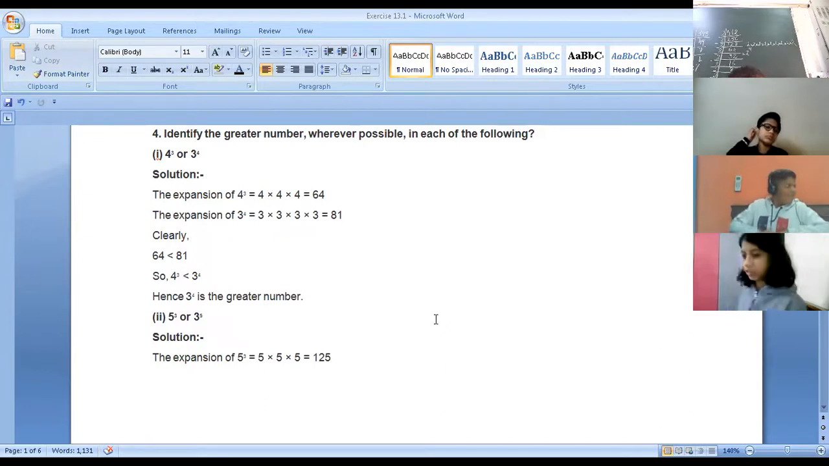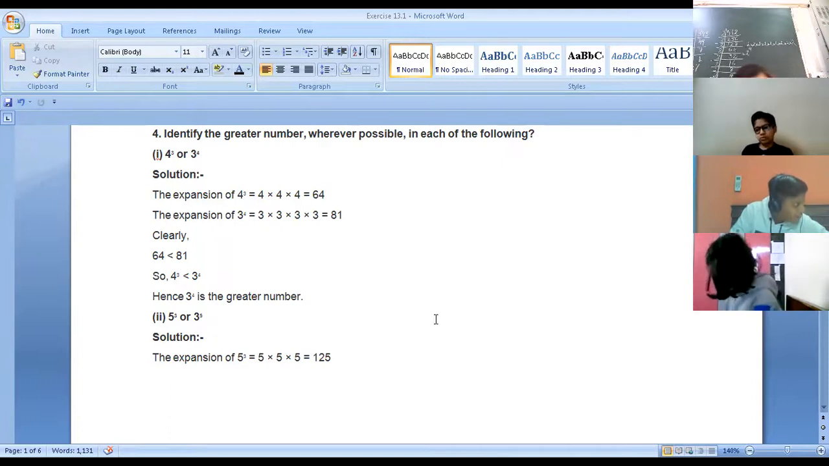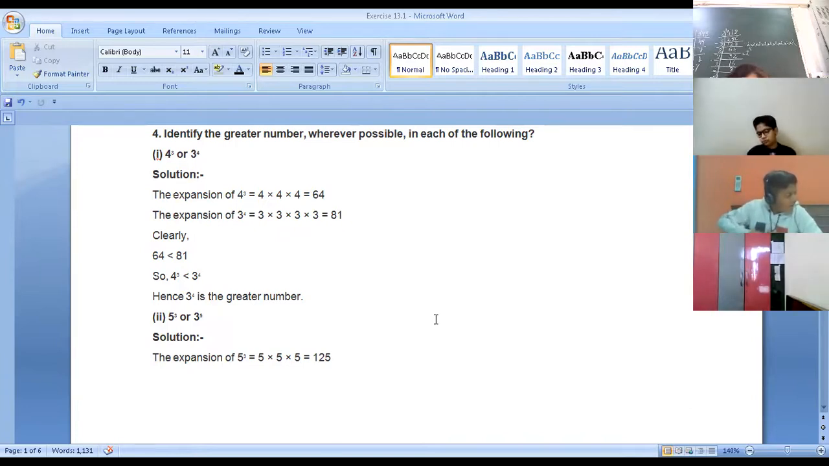Now let's start with question number 4. Identify the greater number wherever possible in each of the following. So 4 raised to the power 3. First of all, we are multiplying 4 raised to the power 3. That is 4 multiply 4 multiply 4. That will be 64. Then you can see 3 is multiplied 4 times. So 3 raised to the power 4 means 3 multiply 3 multiply 3 multiply 3. That is 81.